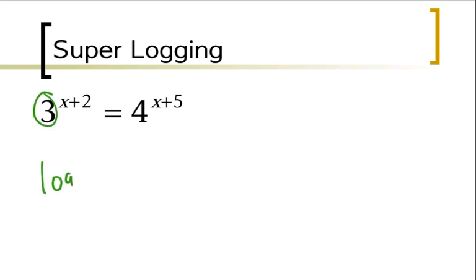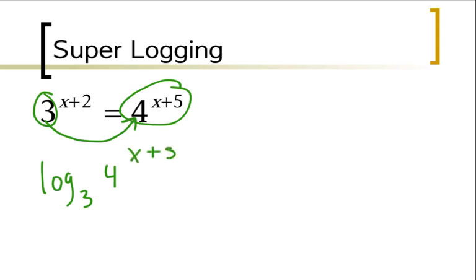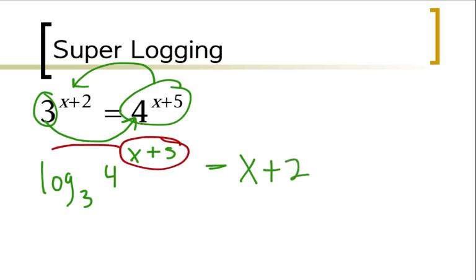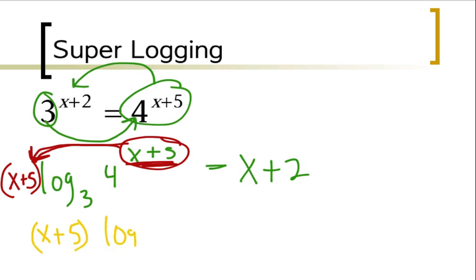So I'm going to write log base 3 of 4 to the x plus 5 power equals x plus 2. And if I do that, then I have to take this x plus 5 and put it out in front, like this. Okay? Because, remember, if we have exponents, they're supposed to be able to move out in front. And I can't do the change of base formula until I actually make that out in front and rewrite this as my x plus 5 times log base 3 of 4, and that's equal to x plus 2.